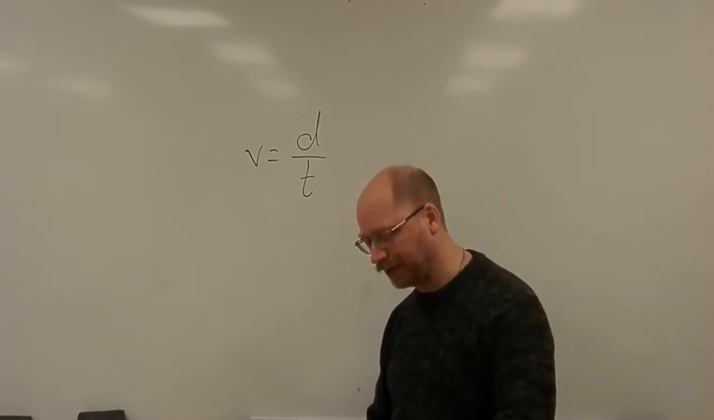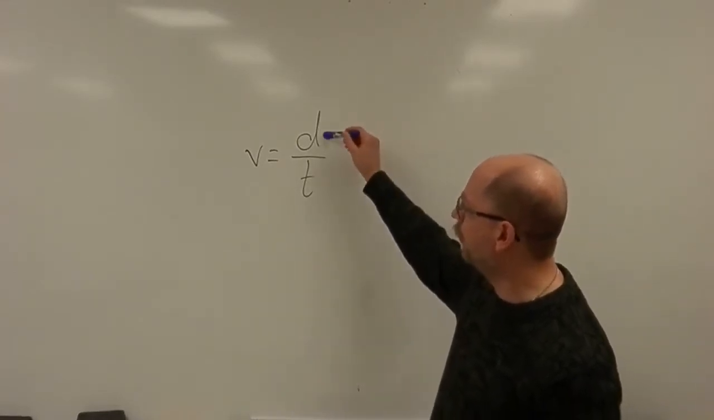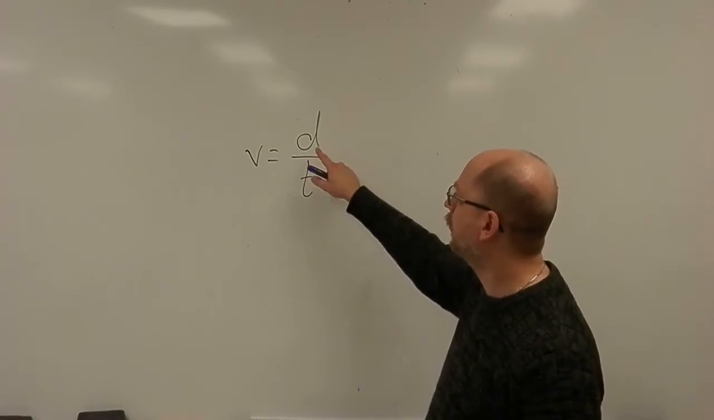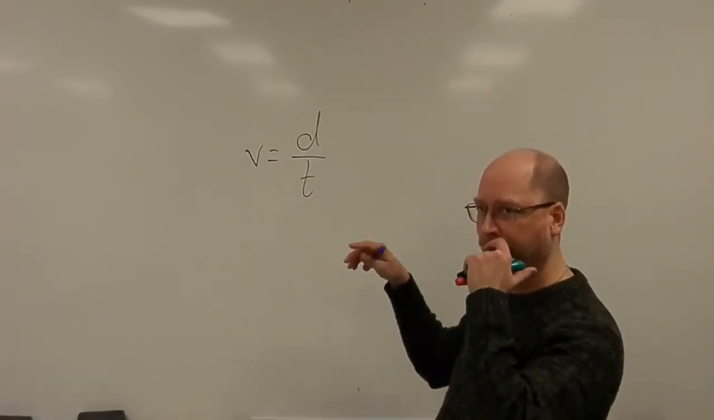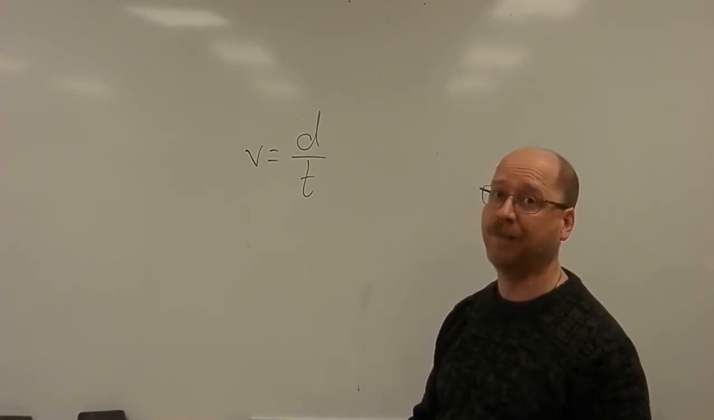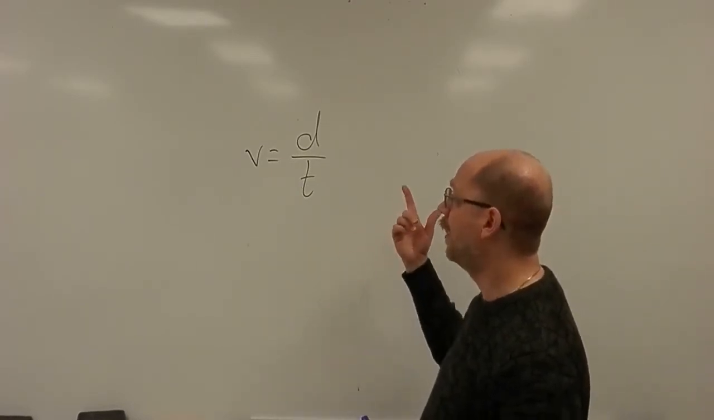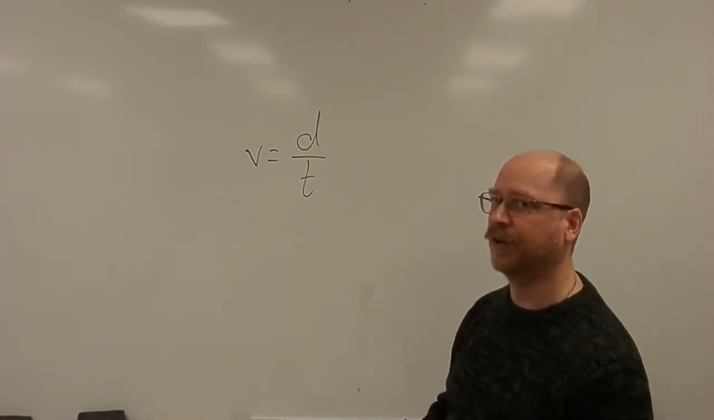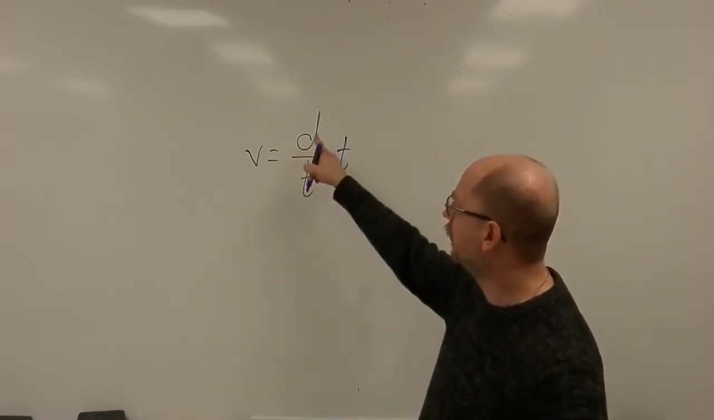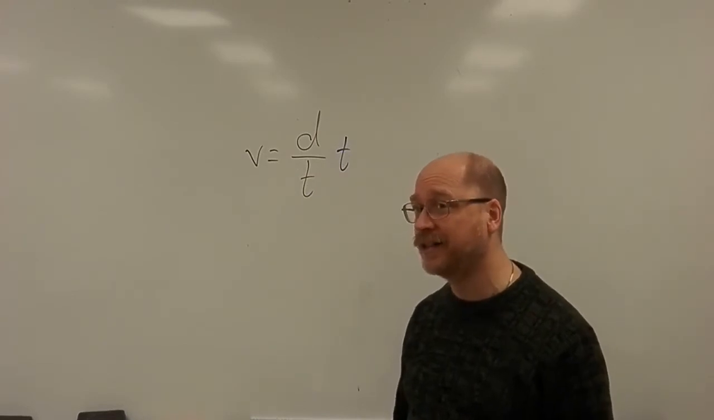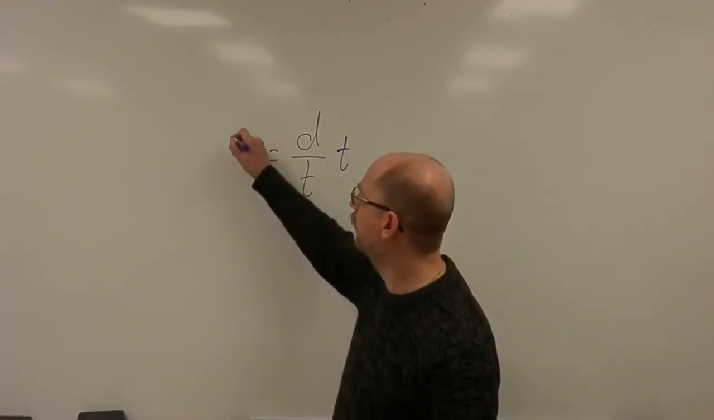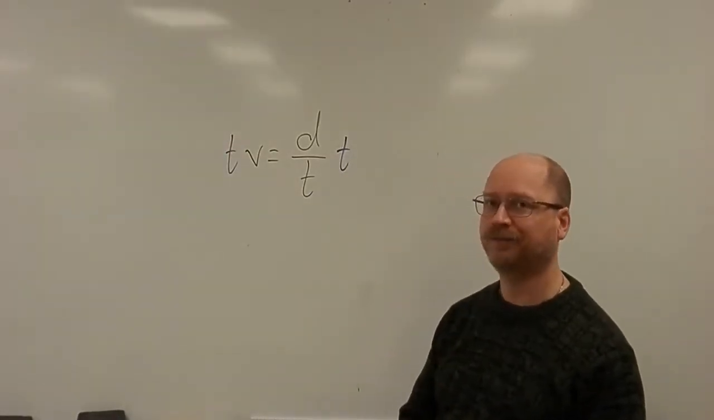So I take this one and I say, well, if I was trying to solve it for D, what's being done to D right now? I don't care about the V over there, D is being divided by T, the time. So if I want to get rid of T, or at least move it around, multiply by T. Since D was being divided by T, multiply by T. But what I do to one side, I have to do to the other.